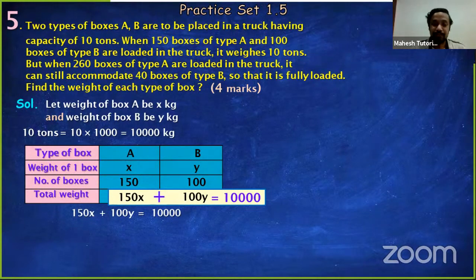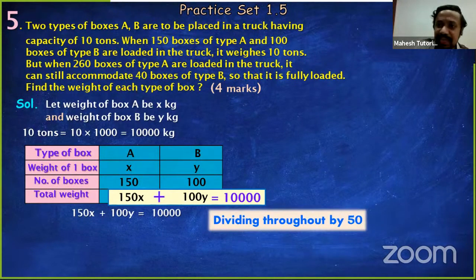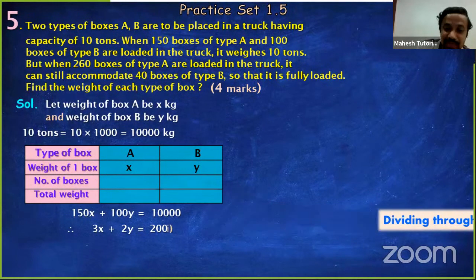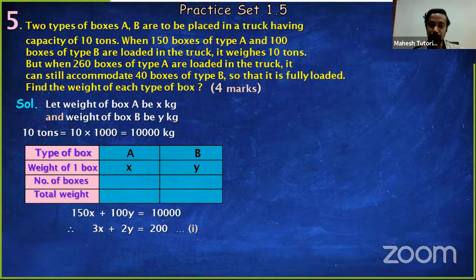Now students, in this equation, if you look at all the numbers very carefully, 150, 100, and 10,000, all these numbers are divisible by 50. So to make the equation simpler, let us divide throughout by 50, that is, dividing each term by 50. So 150 divided by 50 will give me 3x, plus sign as it is. 100y divided by 50 will give me 2y is equal to 10,000 divided by 50 will give me 200. So with this, I get my first equation. Students, check whether this equation is present in its basic form. Yes, the alphabets are on the left hand side and the constant is on the right hand side. So we'll number this equation as equation number 1. I hope the formation of the first equation is clear to each and every student.